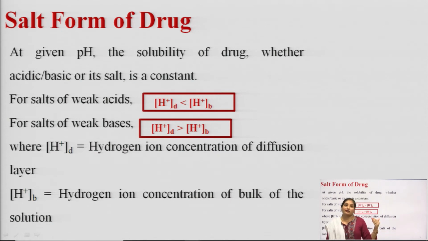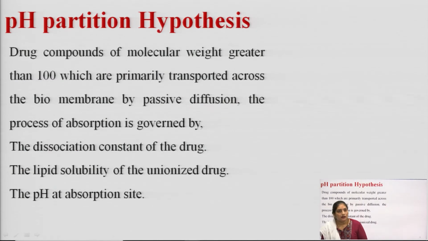Okay. And in case of weak bases, the hydrogen ion concentration of the diffusion layer is more as compared to the hydrogen ion concentration of the bulk of the solution. So, to increase the solubility and dissolution rate, we can convert our weak acidic or weak basic drug into its salt form, and the dissolution rate can be increased. And if the drug has a better solubility and dissolution profile, it will be easily absorbed across the GIT.